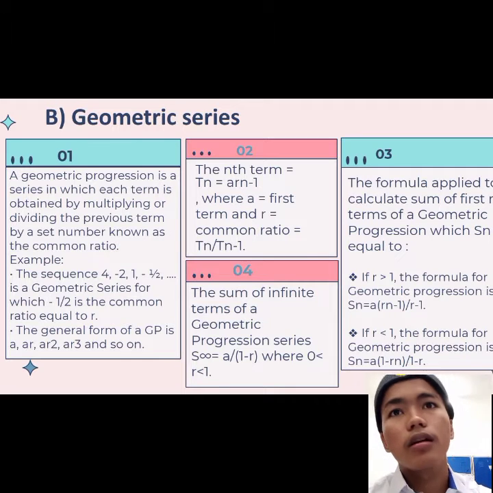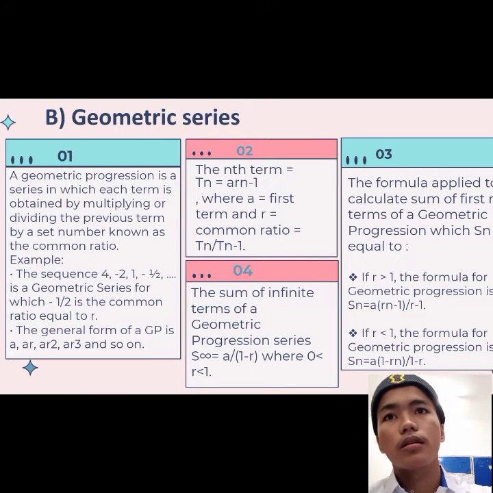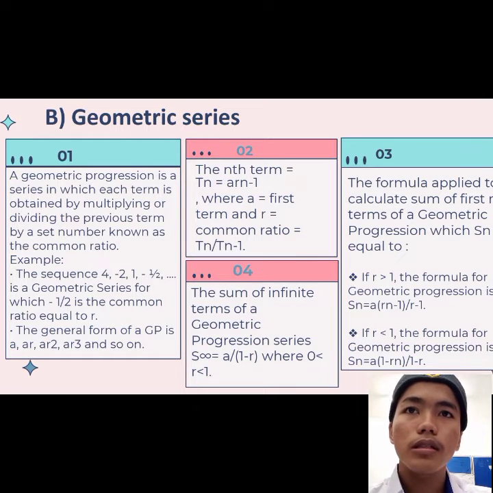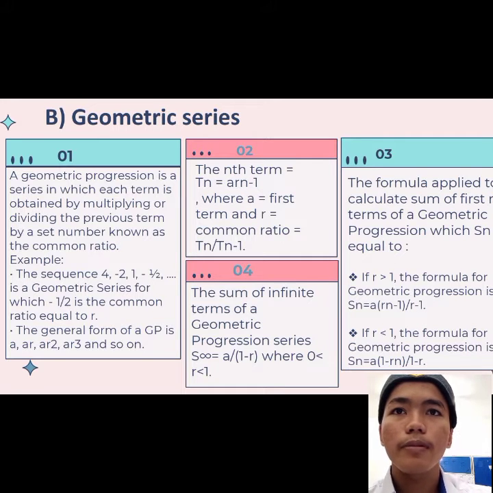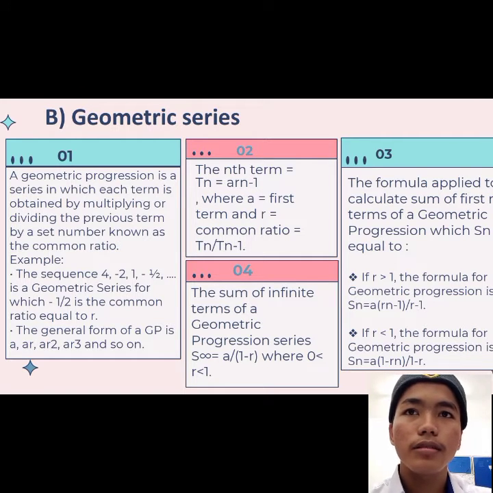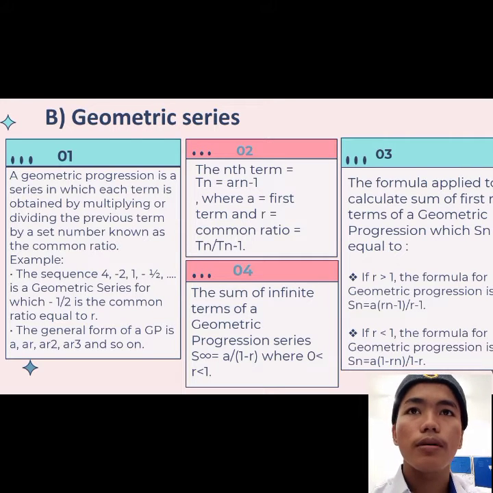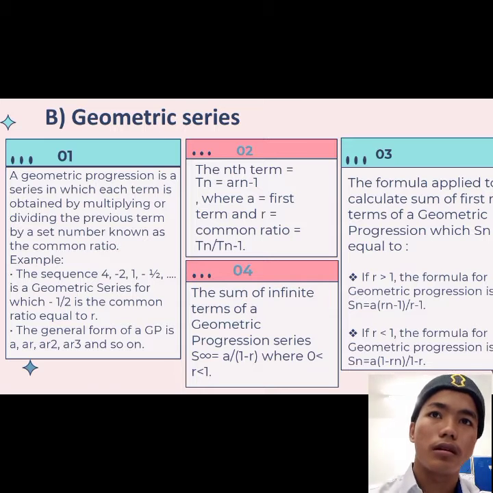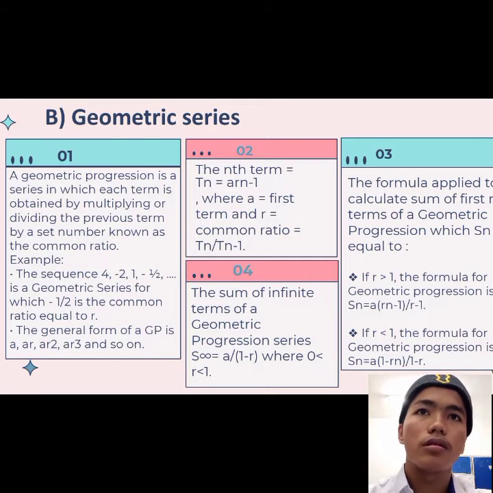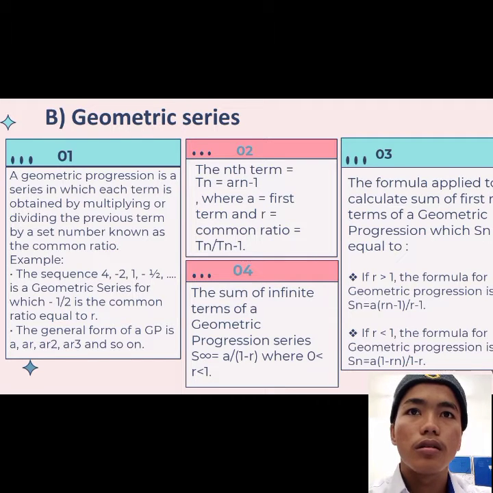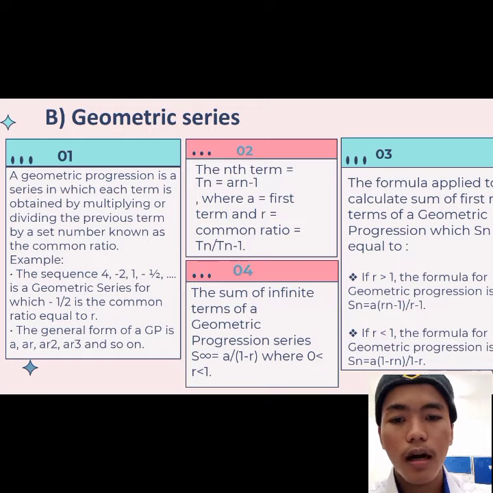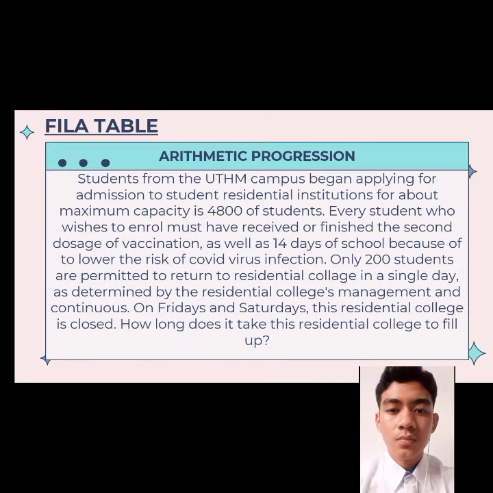Number 2 is geometric progression. Geometric progression is a series in which each term is obtained by multiplying or dividing the previous term by a set number known as the common ratio. You can look at the example that we have given to you. So, I will pass to my friend.